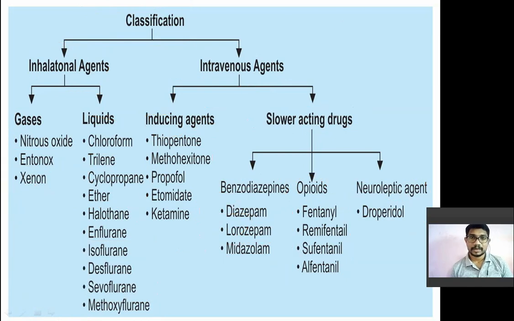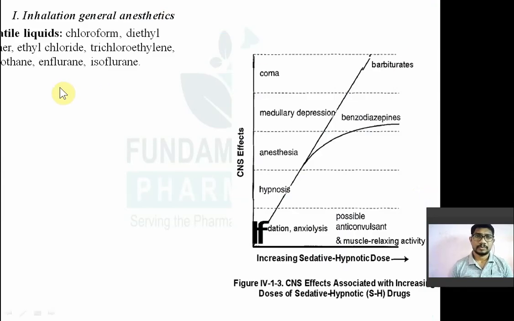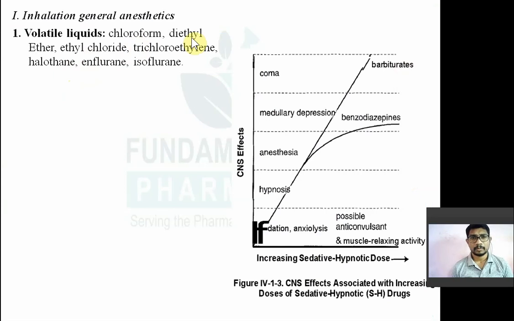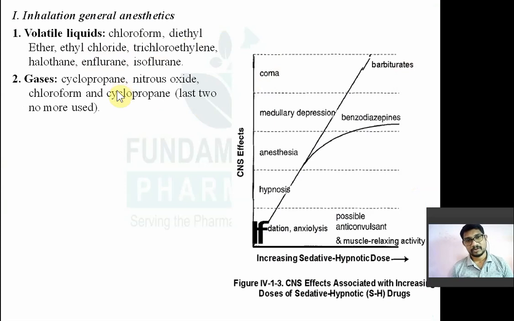Which is the inhalation anesthetic agent? Which is intravenous? Which is a gas, and which is a liquid? Inhalation general anesthetics: the first group is volatile liquids like chloroform, diethyl ether, ethyl chloride, trichloroethylene, halothane, isoflurane, desflurane, methoxyflurane. Gases include cyclopropane and nitrous oxide. Chloroform is a liquid, and chloroform and cyclopropane are no longer used. Remember xenon also.